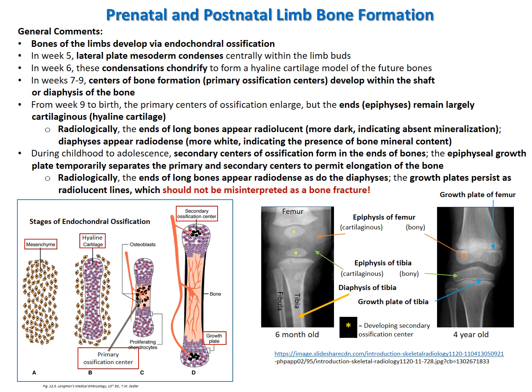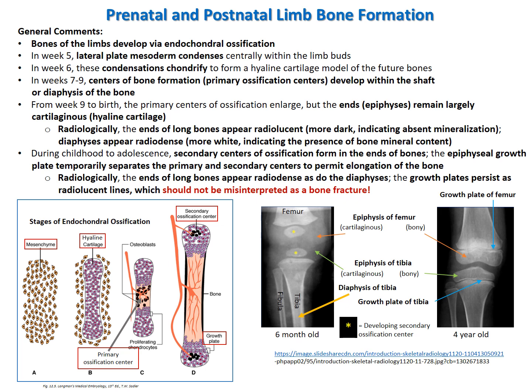Having generally described the development of the limbs, here I want to add some additional comments about the stages of prenatal and postnatal bone formation. Bones of the limbs develop via endochondral ossification. You will learn further details of these events in histology, but for now, these are sufficient. The principal point of this information relates to the radiographic appearance of the long bones at birth and during childhood, which make them different from their appearance in the adult.